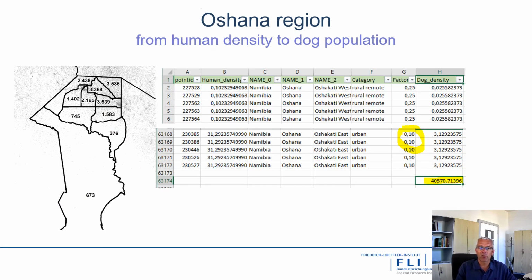What we then did is we structured the dog population. We multiplied the human density with a factor. In rural, remote areas, we used a factor of 0.24, that means a dog-to-human ratio of 1 to 4. And in urban areas, we used a dog-to-human ratio of 1 to 10. In total, we came up with 40,000 dogs in that area, and that matches quite well the results that we obtained previously with a KAP study.